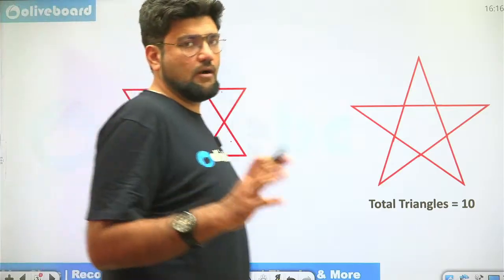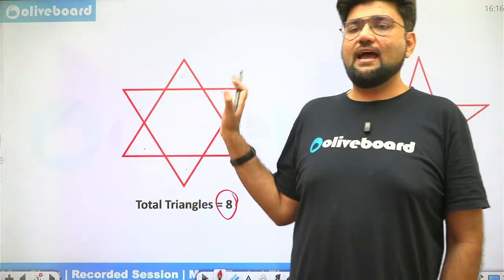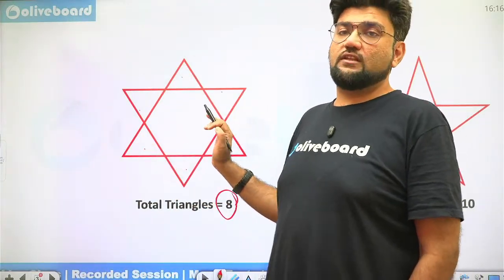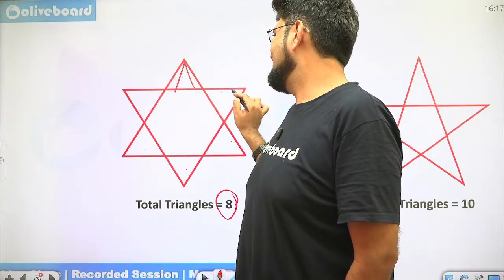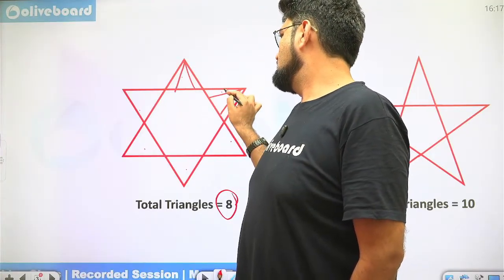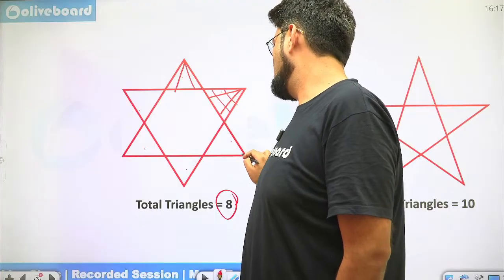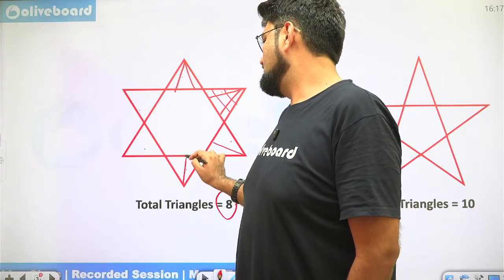So if at all you come across a figure like this, you will have your 8 triangles with you right away without thinking twice. And sometimes what they can do is they'll complicate it like this. So they'll give you a figure here. They'll give you a distribution like this. They'll give you like this. Then they'll make it like this.